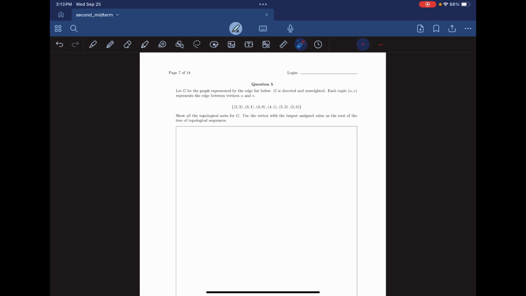So we're going to look at each of the edge pairs, each of the edges here, and we're going to try to figure out what those represent in the graph. So the first edge pair that we have says it goes from 2 to 3, and so that implies that there is a vertex 2 and a vertex 3, and then an edge goes from 2 to 3. Next one is there is an edge 3, 1, which implies that we go from vertex 3 to vertex 1 in that direction. Next we have 4 to 0.